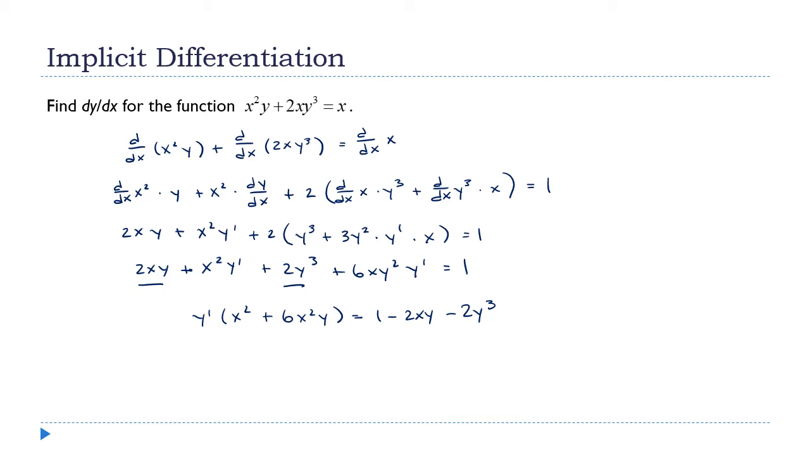And then divide to get the y prime by itself. Y prime is 1 minus 2xy minus 2y cubed over x squared plus 6x squared y. And that's it. It's not very pretty, right? These do tend to get a little messy sometimes. But that's going to be my answer.